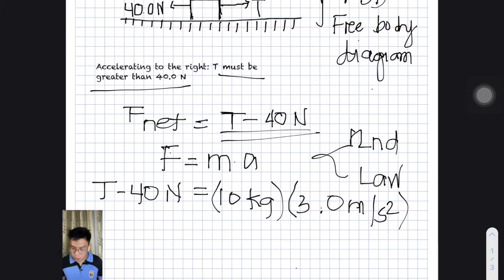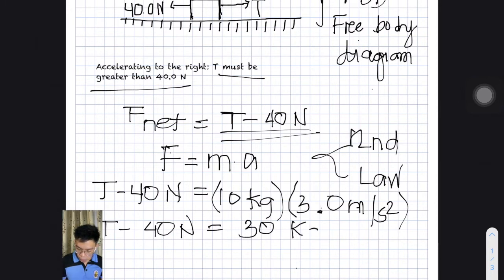Remember that 3.0 meters per second squared is the acceleration of an object to the right. Okay? To the right. And we have our rule: accelerating to the right, the tension must be greater than 40.0 newtons, or the applied force. Continue. So, T minus 40 N is equivalent to 10 kilograms multiplied by 3.0 meters per second squared. So, 10 multiplied by 3 is 30 kilogram meter per second squared.